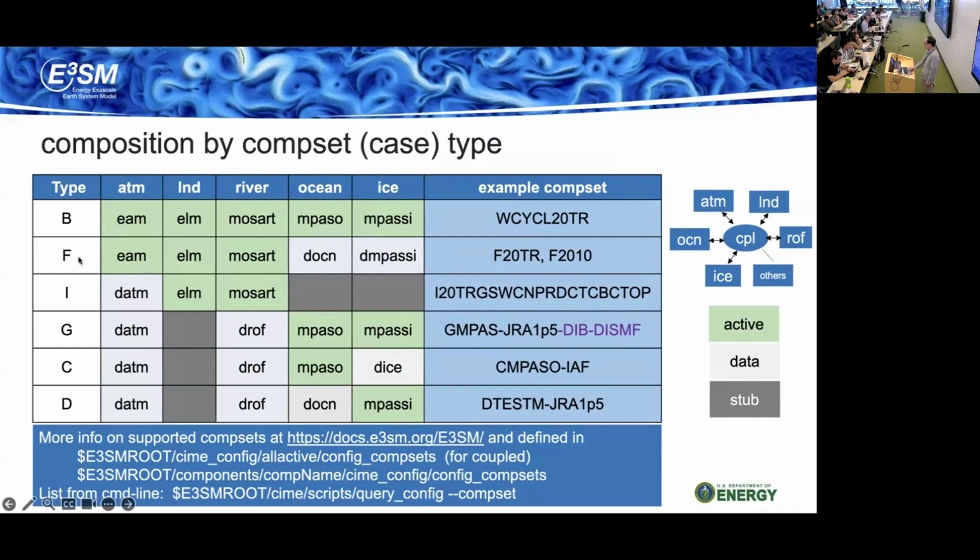Then the F case is for the atmosphere only, but even though we call it atmosphere only, you still have the interactive land model and river model. And just to show some example concepts: for example, 20TR refers to 20th century transient forcing, and we also call it the historical configuration. And then F2010 means the atmosphere configuration is the present day condition, using a 2010 year climatology forcing. And we also have the I case.